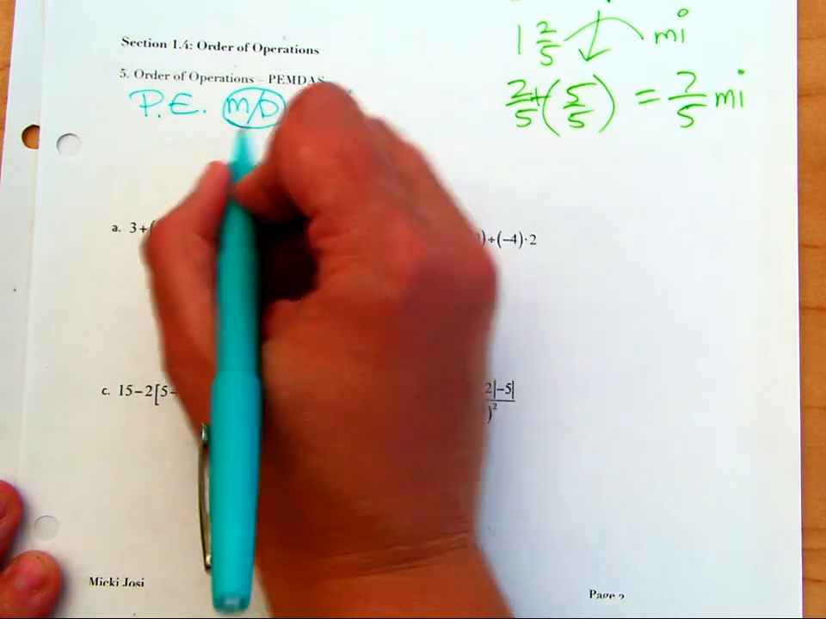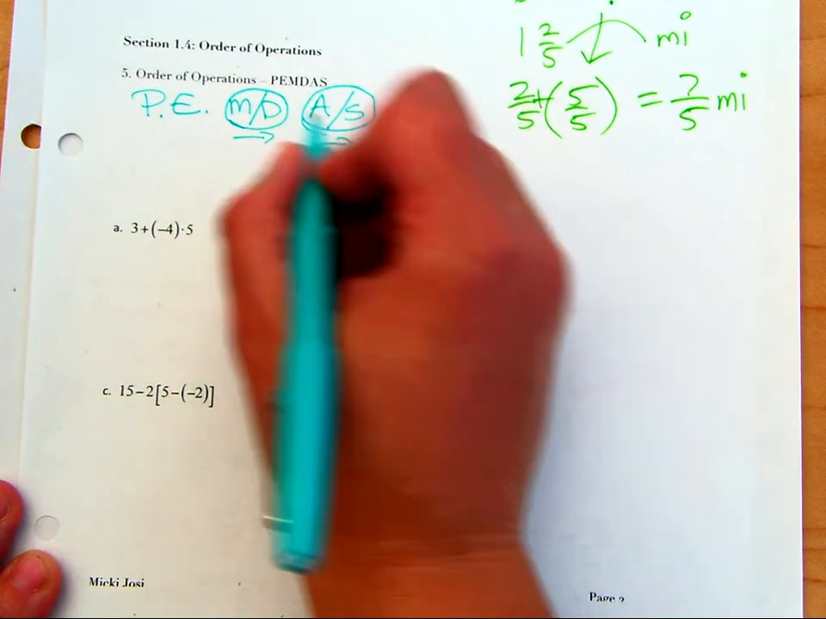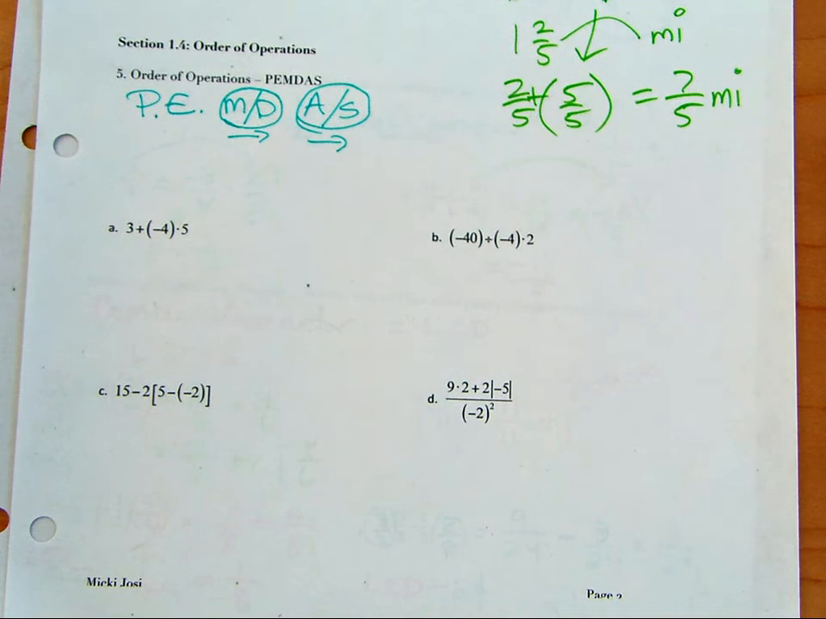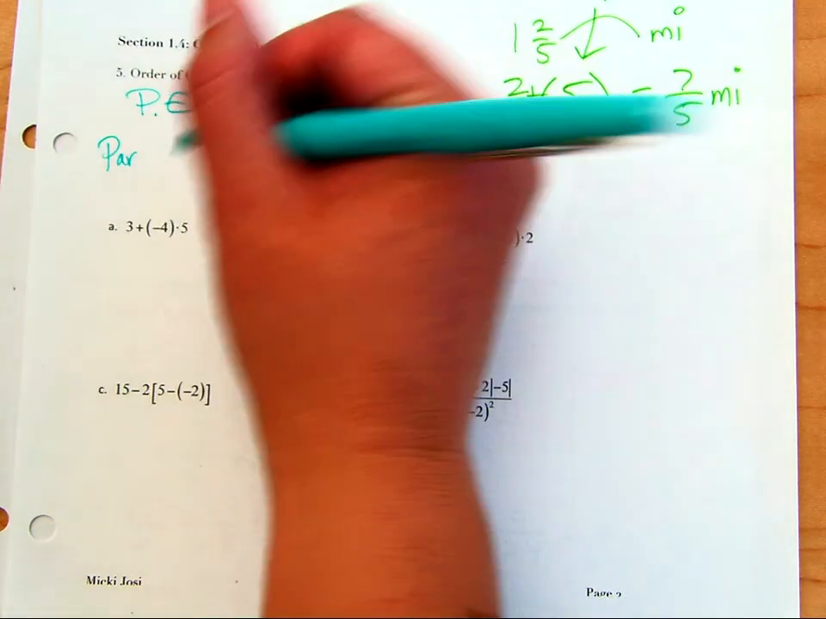Multiplication and division are from left to right. Addition and subtraction are from left to right. That's because these are inverse operations, okay? So you have parentheses. P stands for parentheses.